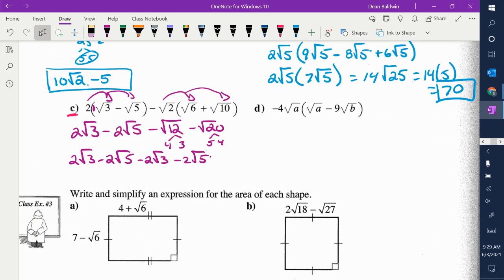And then I combine my like terms. What's 2 root 3 minus 2 root 3? 0. No more root 3's. Negative 2 root 5 minus 2 root 5 is? And there you go.